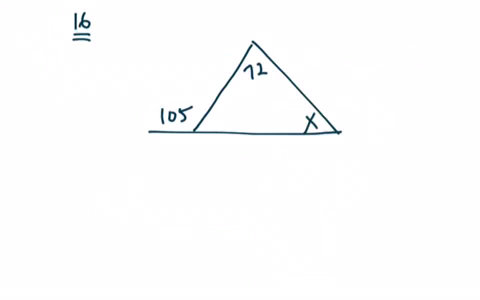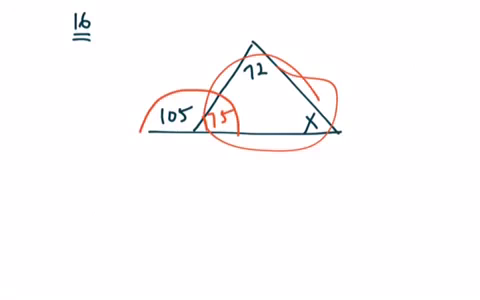This one, we're looking to find x. So a key is that here is 180 degrees. So the missing angle in the triangle right here is 180 minus 105. So 180 minus 105 is 75. So if that's 75, then the three angles in the triangle add up to 180. So 75 plus 72 is 147. 180 minus 147 is 33. So the missing angle is 33.